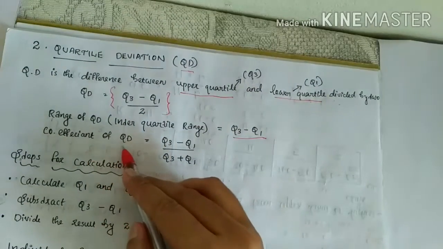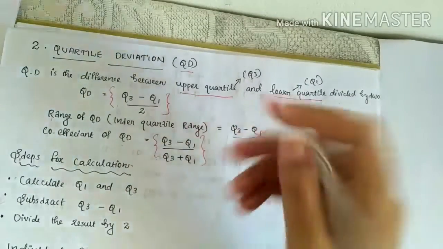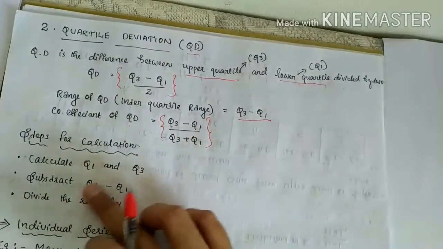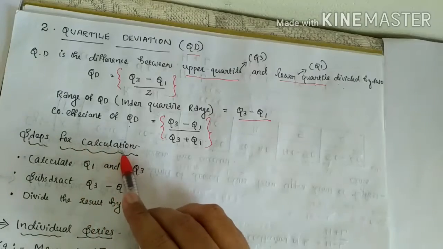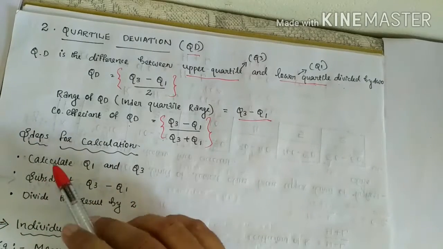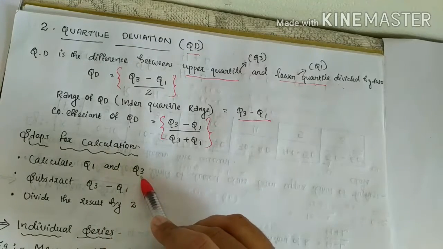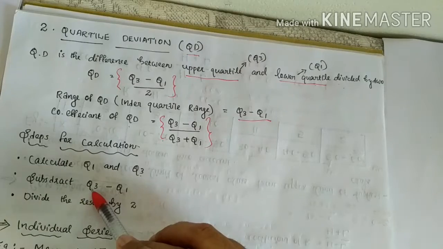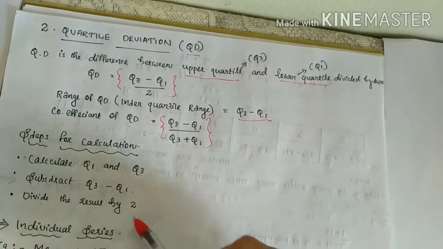And coefficient of quartile deviation is equal to Q3 minus Q1 divided by Q3 plus Q1. Then, how to calculate quartile deviation, or the steps for calculation of quartile deviation. The first one, calculate Q1 and Q3. Then second, subtract the value of Q1 from Q3. Then divide the result by 2.